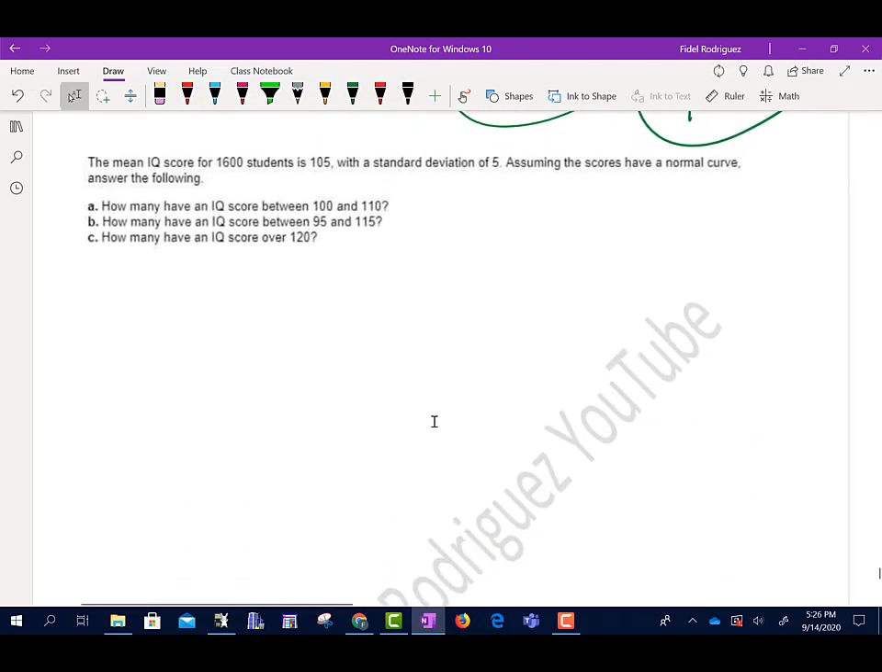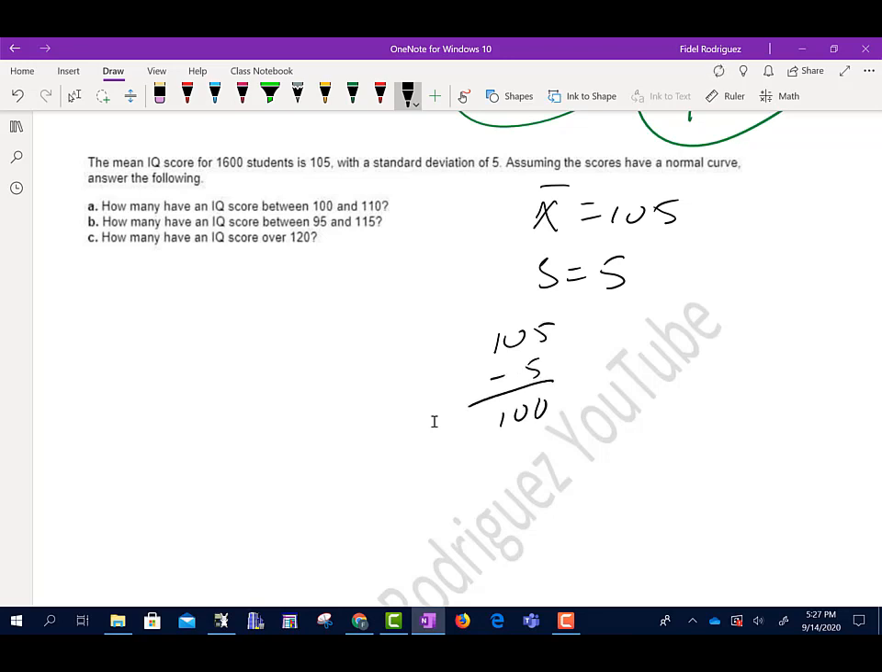All right, it looks like we got one more problem here. It says the mean IQ score for 1,600 students is 105 with a standard deviation of 5. Assuming the scores have a normal curve, how many have an IQ score between 100 and 110? Remember, my mean, X bar, is 105, and my standard deviation is 5. If I subtract once, 105 minus 5 gives me 100. If I go 105 plus 5, that gives me 110.